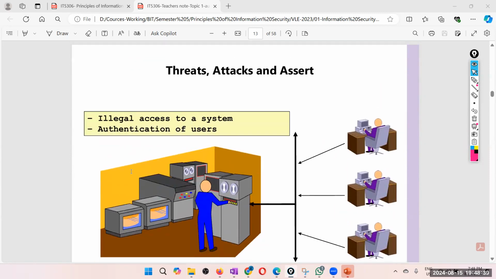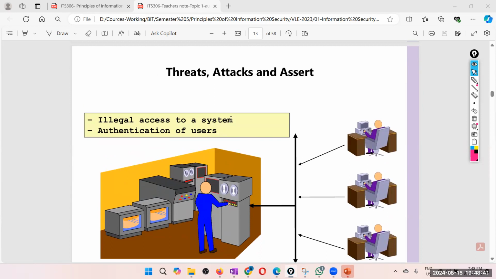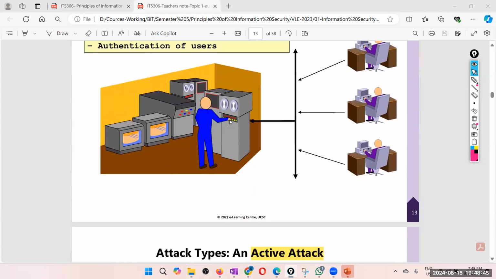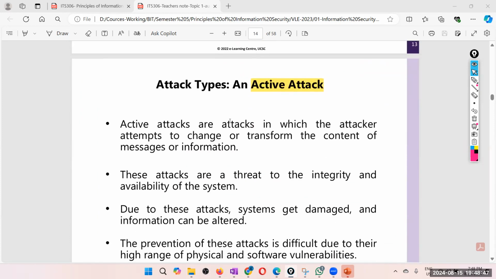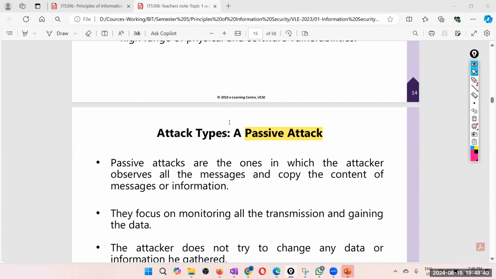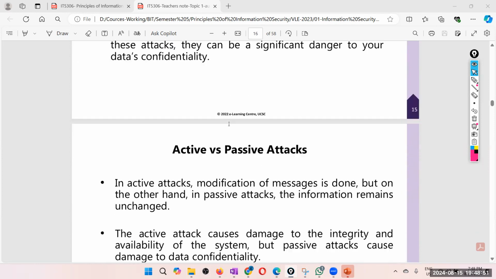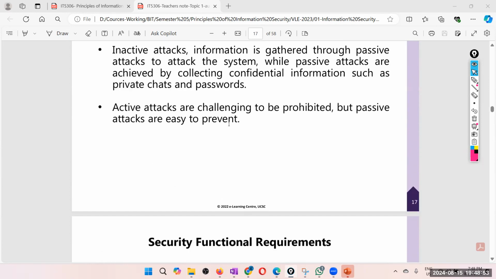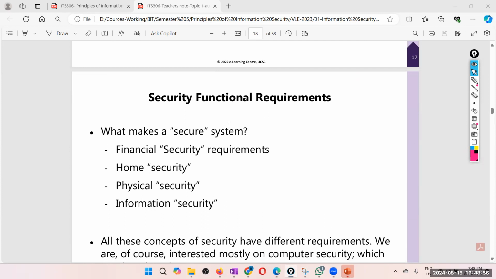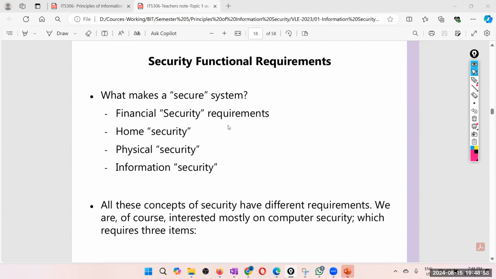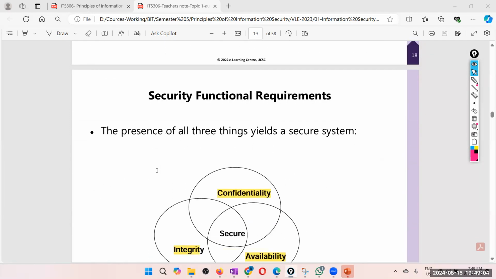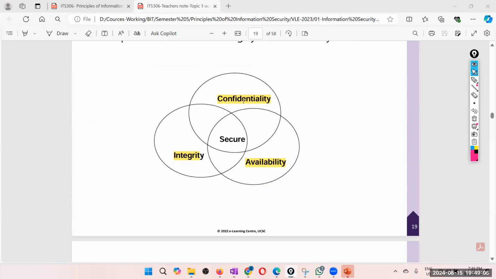Okay. Especially what is a threat, what is an attack, what is a vulnerability, what is an asset. Asset means valuable thing. And the difference between active attack and passive attack. And of course, different types of security like physical security, financial security, information security is one aspect. And of course, the confidentiality, integrity, availability, right?